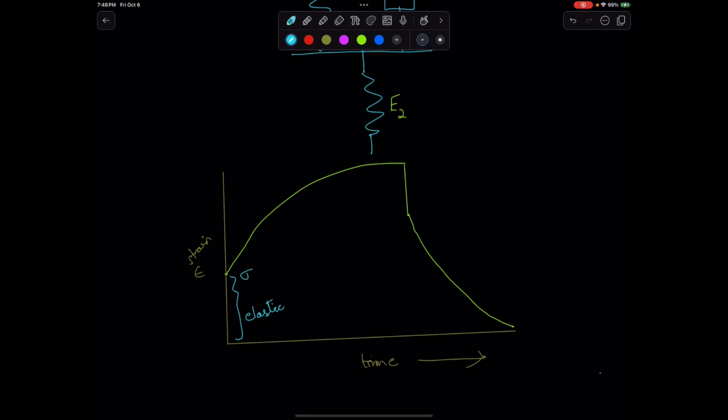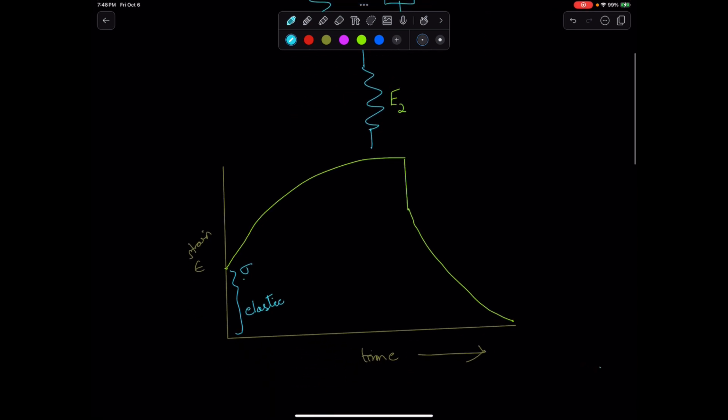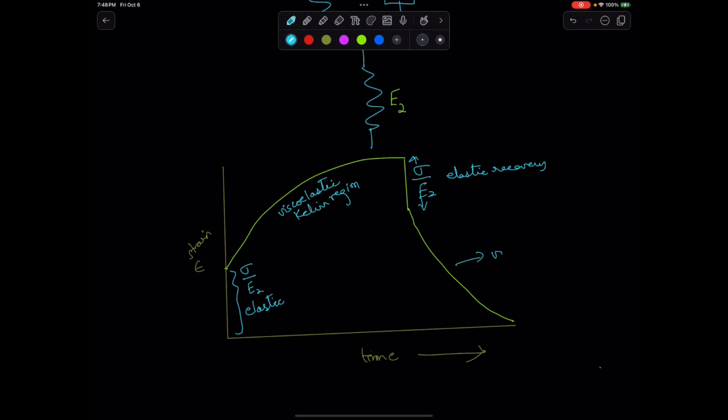for the spring, which is sigma over E2. This is the viscoelastic Kelvin region, and then this is the elastic recovery. This is the viscoelastic recovery. So this is at time t1.